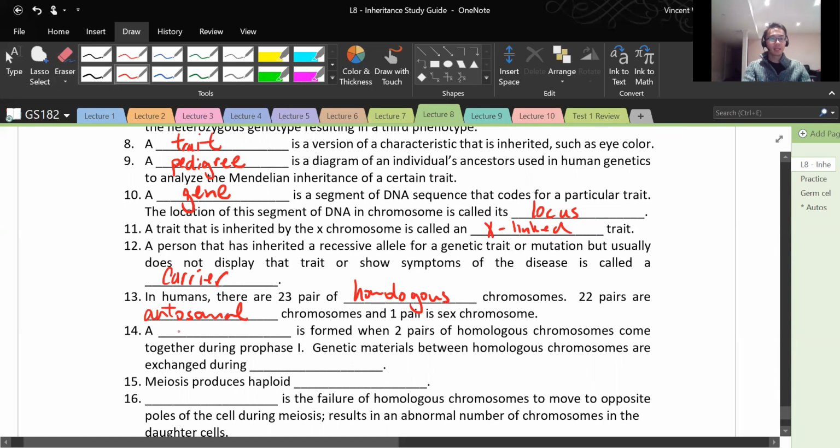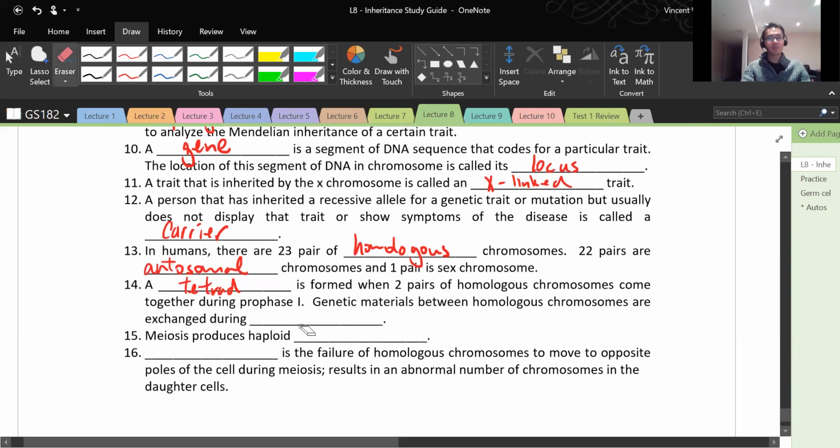A tetrad is formed when two pairs of homologous chromosomes come together. Genetic material between homologous chromosomes is exchanged during crossing over. That happens in prophase 1.